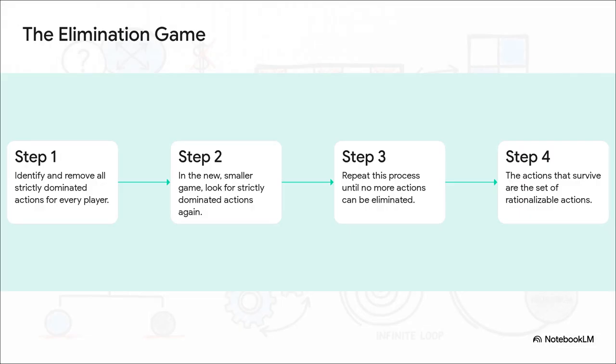And this gives us a simple, repeatable process. Step 1. Scan the game and cross out any of those strictly dominated, never best actions for everybody. Step 2. Look at the new, smaller game that's left over and do it again. You just keep repeating this until there's nothing left to eliminate. And whatever actions are left standing at the end, those are the rationalizable actions. It's the same logic, just turned into a simple algorithm.